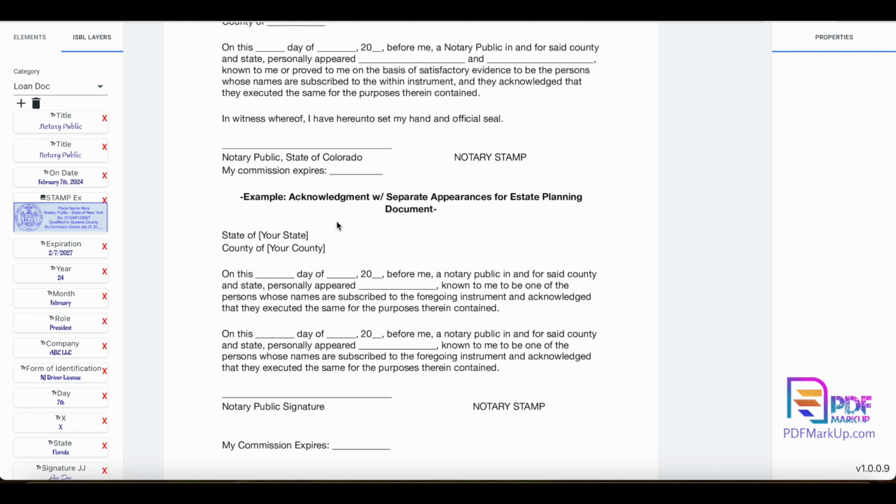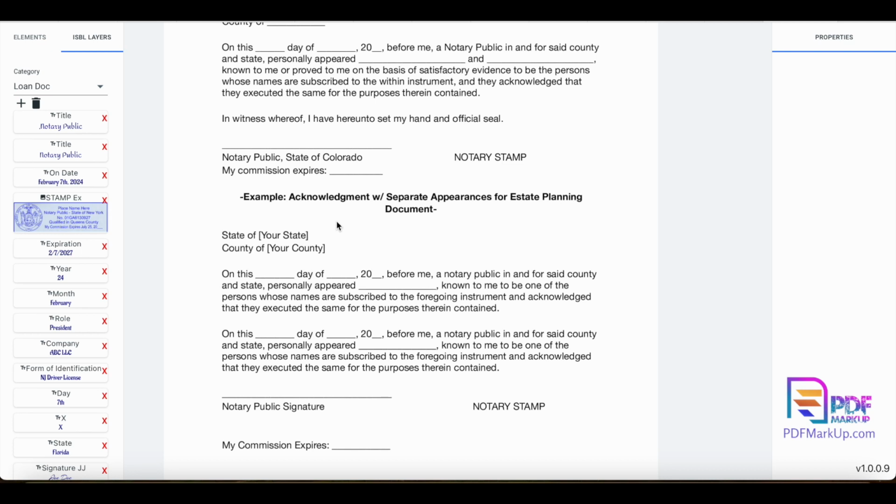We have an acknowledgement with separate appearance for estate planning documents. What that basically means is that the company who sent you this document knows that one of the people signing is not going to be there on the day you go to sign. They gave us the courtesy of creating two separate notarial languages on that cert, whereas in most cases they don't. They have both people's names and then you have to cross one out, or when you're filling in the names, you just put one in. I like it when they give us the two separate languages, because it makes it easier.